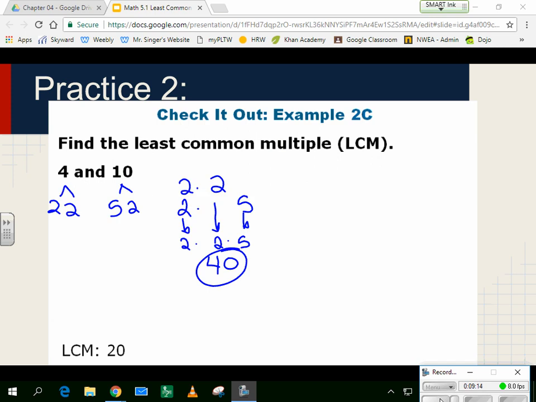So I did the prime factorization method, and I saw that 4 is 2 and 2, and 10 is 5 and 2. So they both shared a 2. Then there was another 2 and a 5, and when you multiply those together, you get 20. Probably the list method would have been fine with this one, but I figured, let's try it.